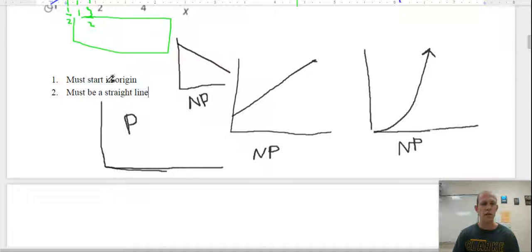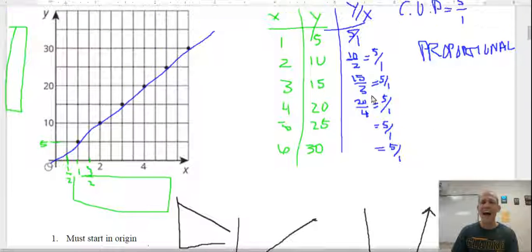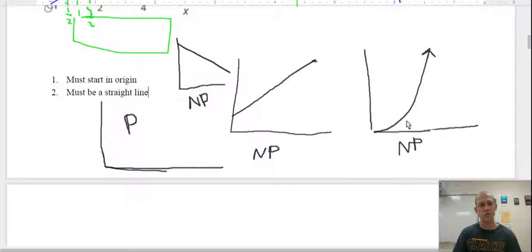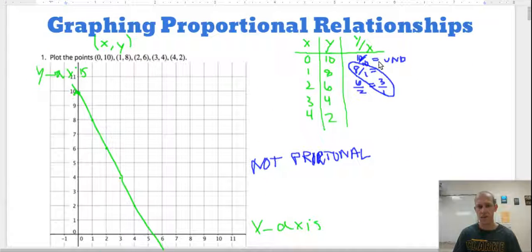So the key points are right here. If a graph is proportional, it must start at the origin and it must be a straight line. Then if you look at the table, you will see this COP come out. If it's not proportional, when you do your table, you won't find a COP. It will be something like we had up here, where it's two different proportions. So that's how you find a proportional relationship from a graph.